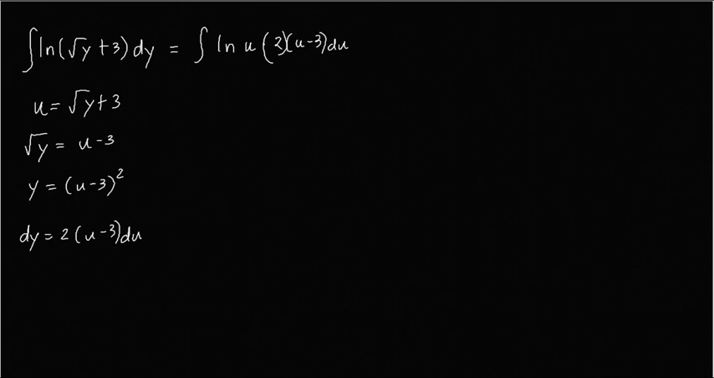So what we're going to do here, factor out muna natin yung 2, no? And then we have ln of u times u minus 3 du. We can now proceed by applying integration by parts. So, kung gagamitin natin yung LIATE, our first priority is yung logarithmic.